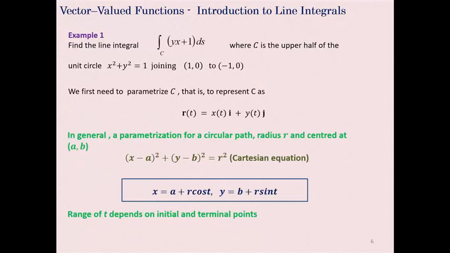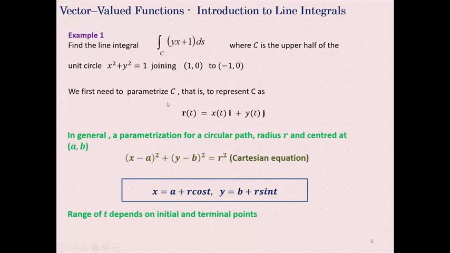Let's look at example 1. This is a 2D case. We have to find this line integral. The integrand is yx plus 1 over the curve, which is, according to the description, the upper half of a unit circle. Unit circle means the radius is 1, joining 1, 0 to minus 1, 0. I'll show the diagram later. This is an anti-clockwise movement.